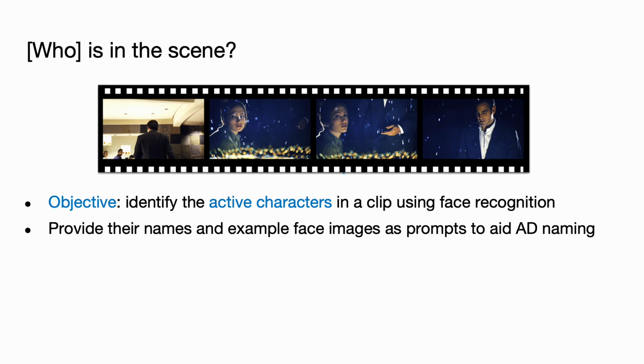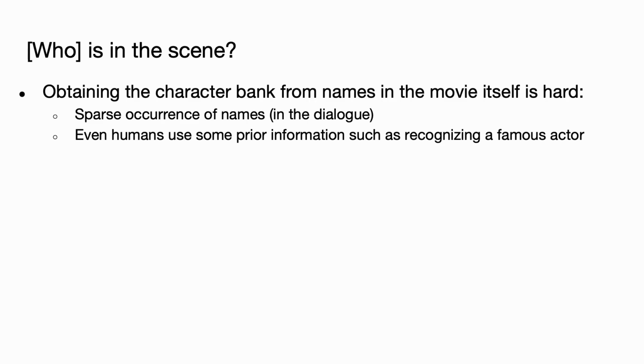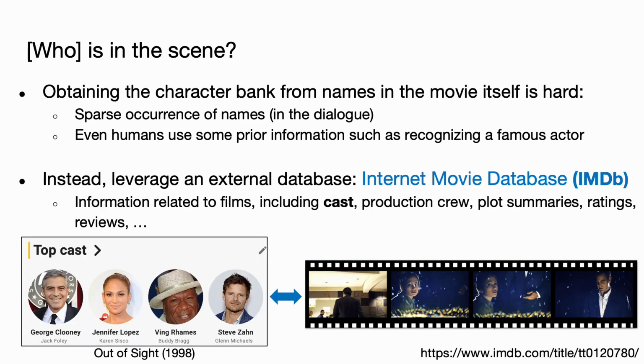We achieve this objective in two steps. First, construct a character bank database for each film. Second, use this character bank to identify the active characters. Recognizing characters purely from the movie itself is challenging even for humans. Usually, humans need some prior, such as famous actors, to identify characters. We leverage an external database called IMDb to construct this character bank. We use the cast information in IMDb, which includes character names, actor names, and actors' photos.